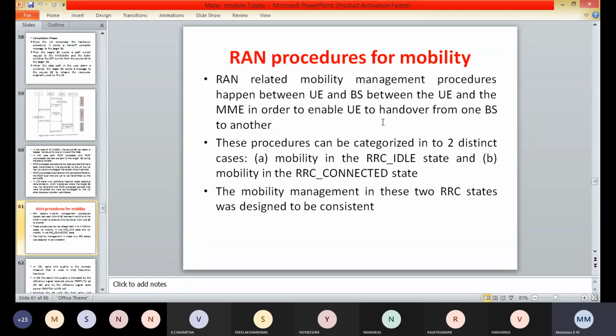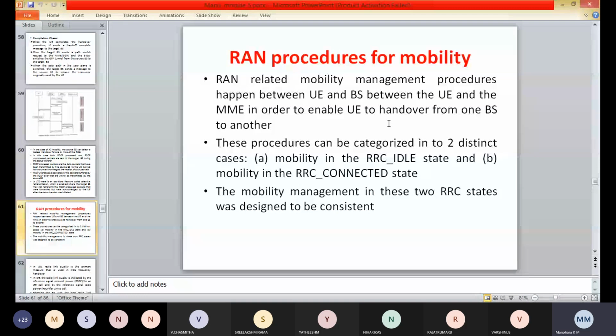The five events are event A1, event A2, event A3, event A4, and event A5. In event A1, the serving cell becomes better than an absolute threshold. In event A2, the serving cell radio link quality becomes worse than an absolute threshold. In event A3, the neighbor cell radio link quality becomes better relative to the serving cell.